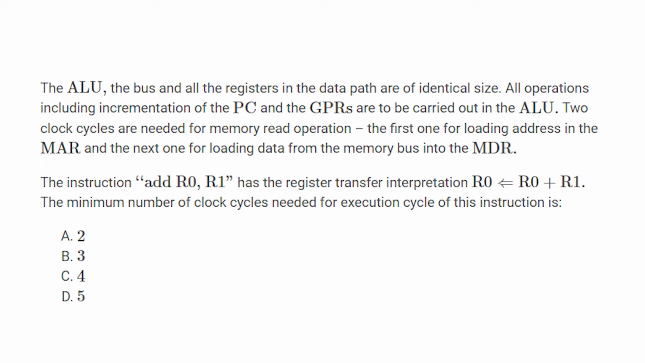2 clock cycles are needed for a memory read operation. The first one for loading address in MAR and the next one for loading data from the memory bus into the MDR. The instruction add R0, R1 has the register transfer interpretation of R0 gets the value of R0 plus R1. The minimum number of clock cycles needed for execution cycle of this instruction is. Then you have some options.